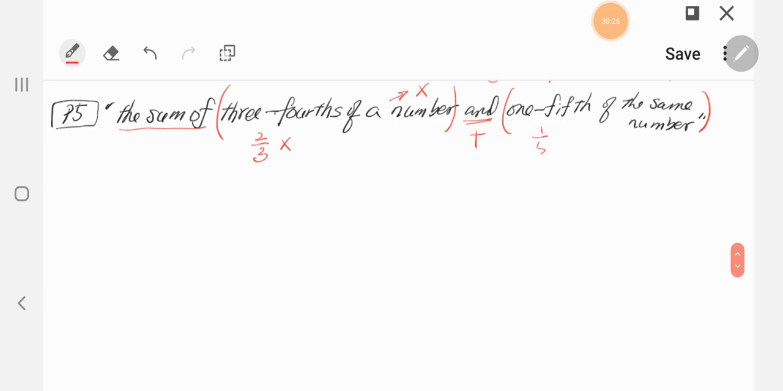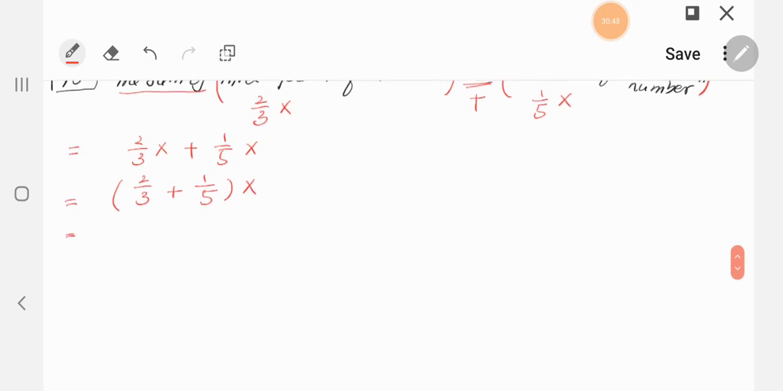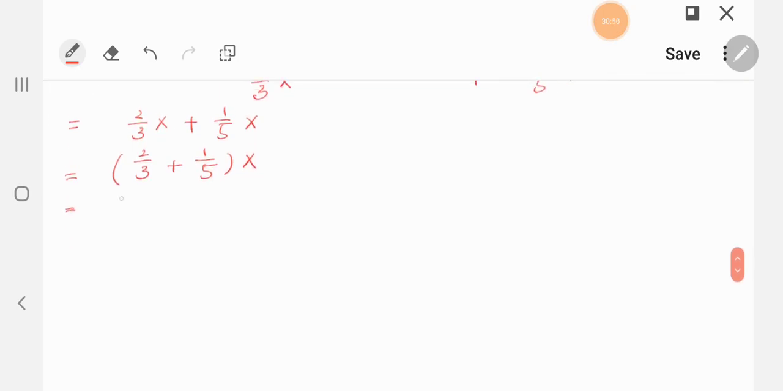So 1/5x. So the expression will be 2/3x plus 1/5x. Then these two are like terms. Add the coefficients. And the coefficients are fractions. So the LCD is 15. Right? LCD is 15.